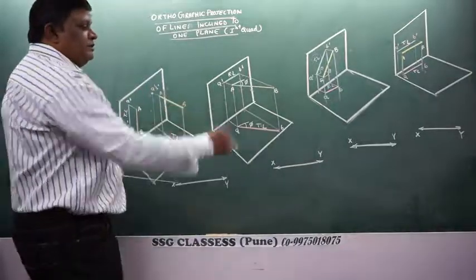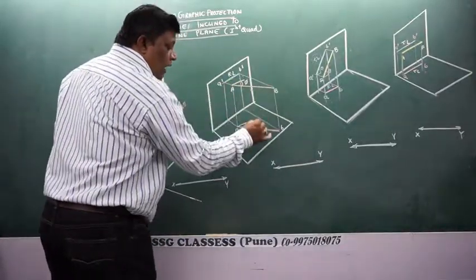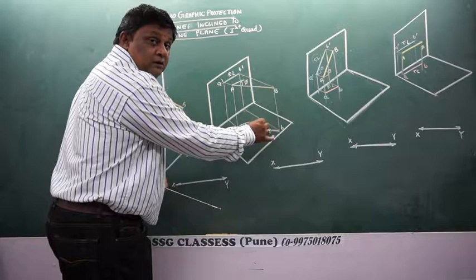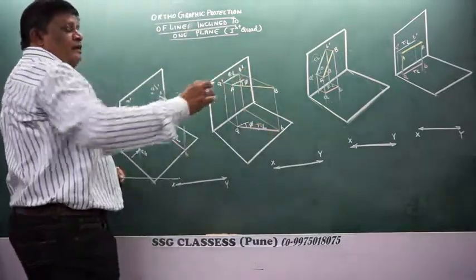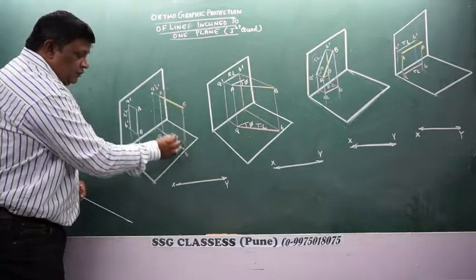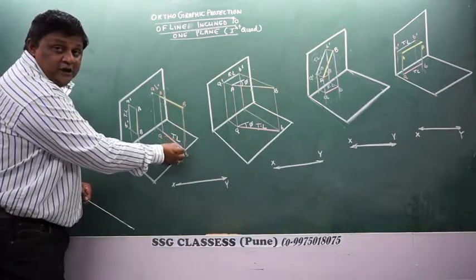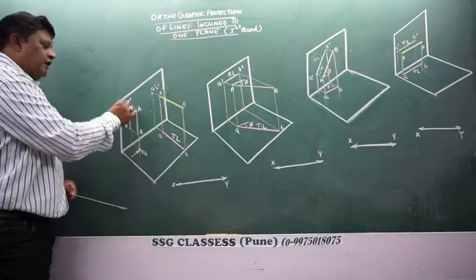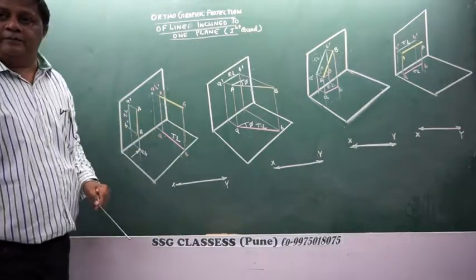Whereas in the top view, I am having it as the reduced length. Coming to this one, this is parallel to HP, so I am having true length on HP. Whereas on VP, I am having it as reduced length. If you look out here, it is parallel to HP, so I am having the true length on HP, and this is parallel to VP, so I am having a true length on VP.